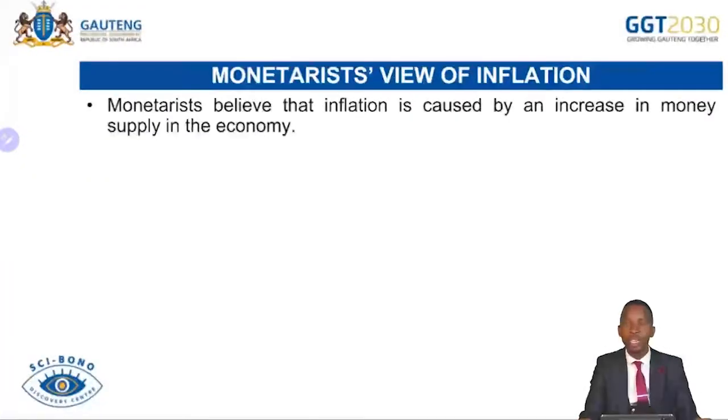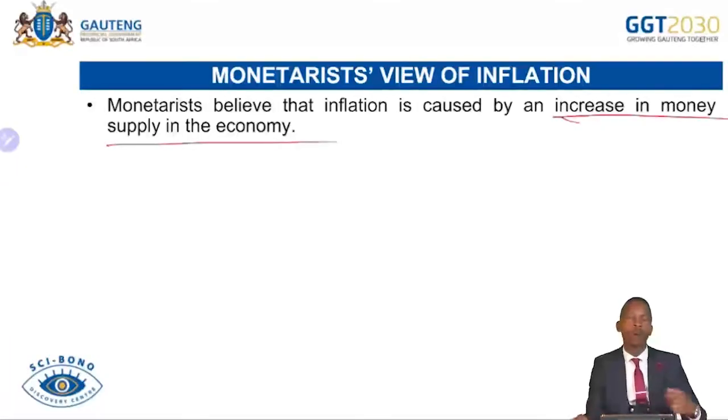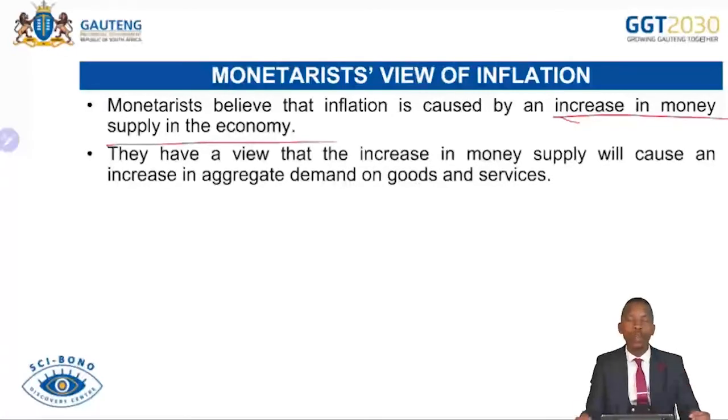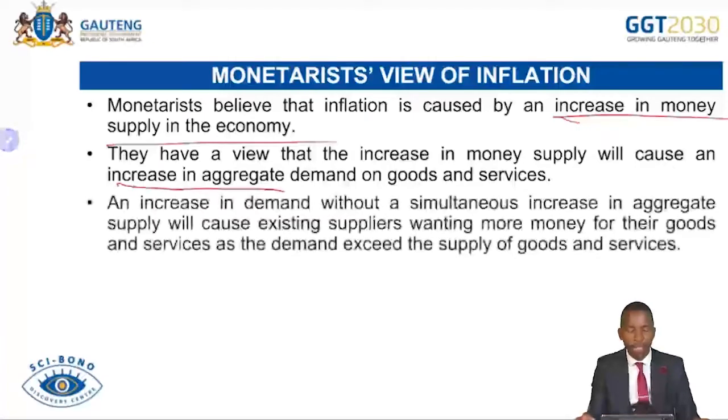The monetarists' view on inflation. The monetarists believe that inflation is caused by an increase in money supply in the economy. If there is more money supply, there will always be inflation, because it will lead to more demand, while the supply side is not affected. They believe the increase in money supply will cause an increase in aggregate demand for goods and services. An increase in demand without a simultaneous increase in aggregate supply will cause existing suppliers to want more money for their goods and services, as demand exceeds supply.